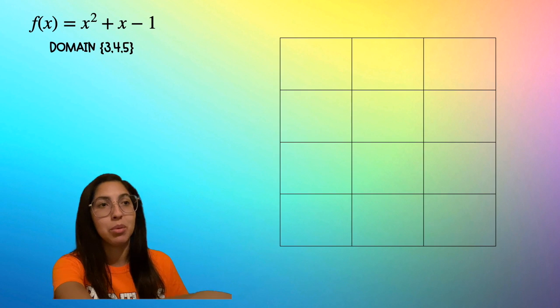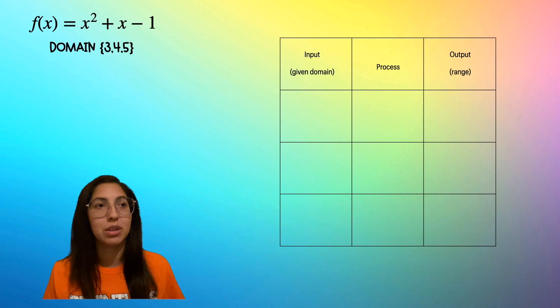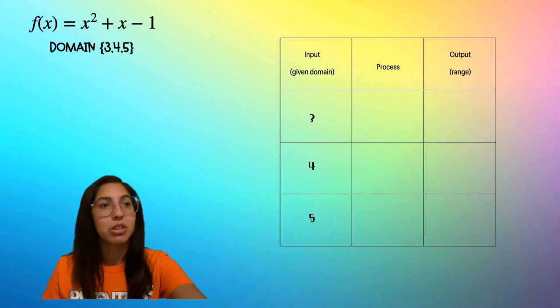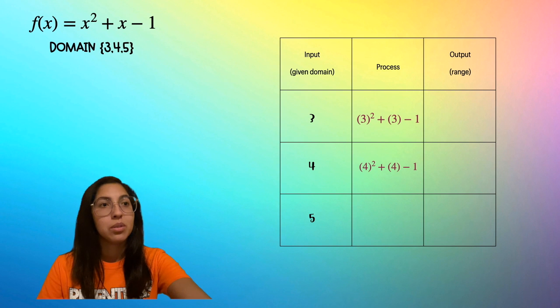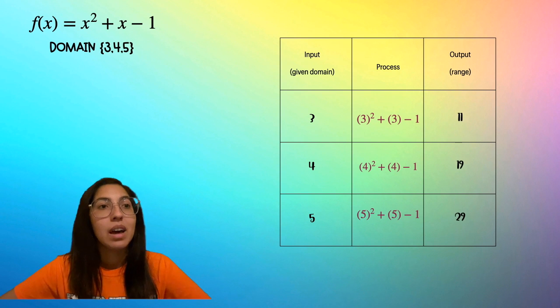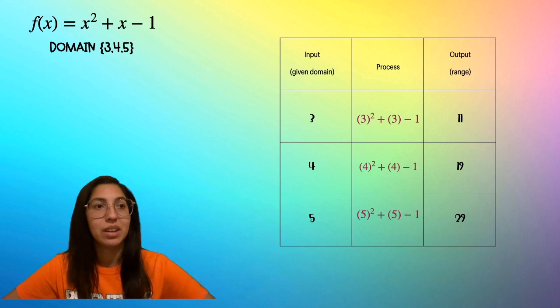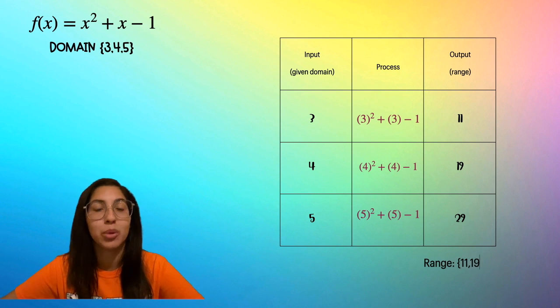So we're going to make a table. Input, process, output. So given domain, process, then we're going to have a range. So let's plug in what we know, which is 3, 4, and 5. Put that through the process, so 3 squared plus 3 minus 1, 4 squared plus 4 minus 1, 5 squared plus 5 minus 1, and we end up with 11, 19, and 29. This means that our range is 11, 19, 29.